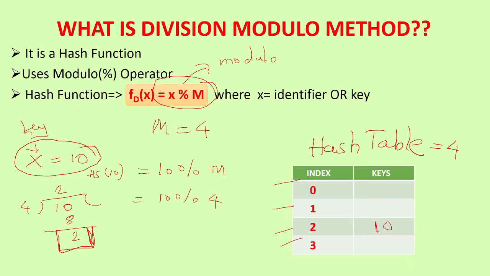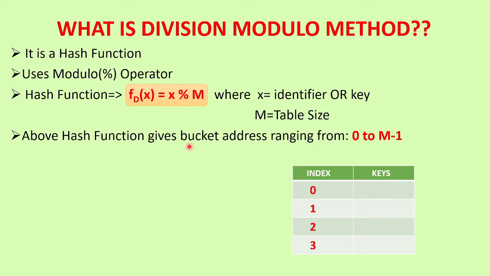So this way, using this hash function you can store any key inside the hash table. This hash function is called the division modulo method because we are using the division technique over here. We are dividing and we are taking the remainder as the answer. So the above hash function gives bucket addresses ranging from 0 to m minus 1. So you can insert the keys only from 0 to m minus 1. Now this table size is 4. So m is 4. So 0 to m minus 1, that is 4 minus 1, 3.